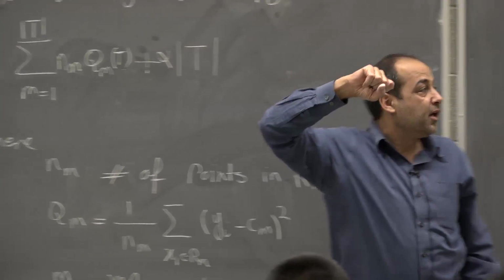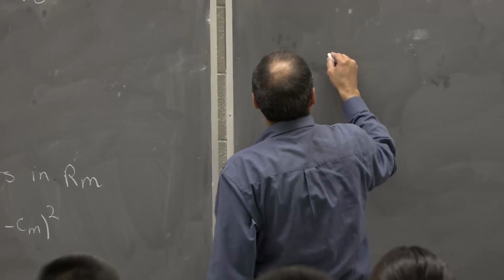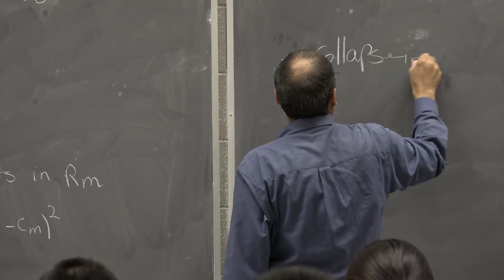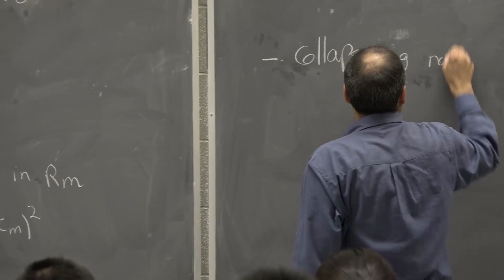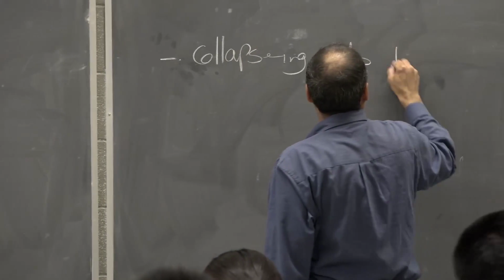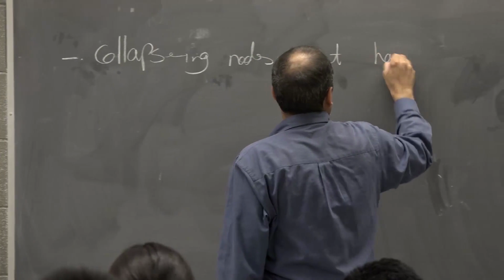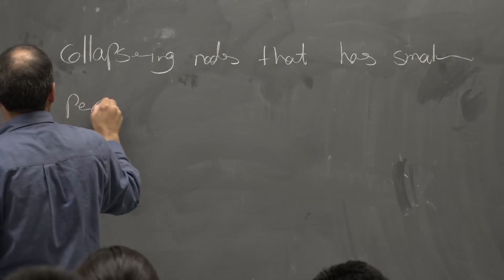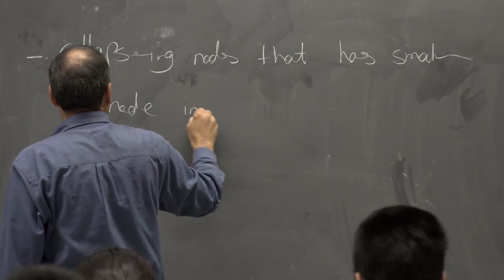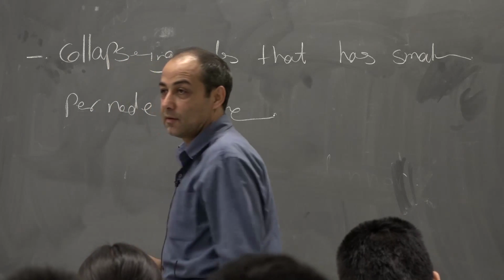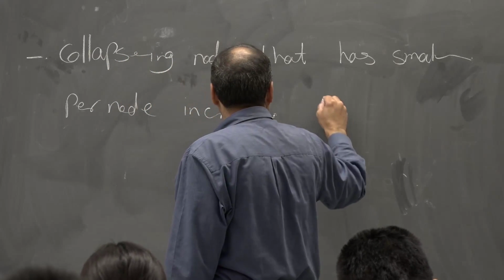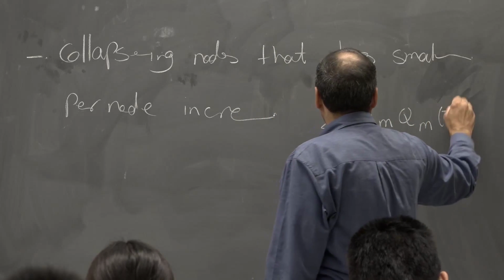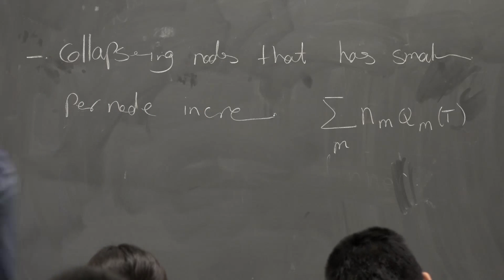So basically, we start collapsing nodes that have the smallest per node increase. That means it has the smallest N_m Q_m(T) increase for that node. Yes?